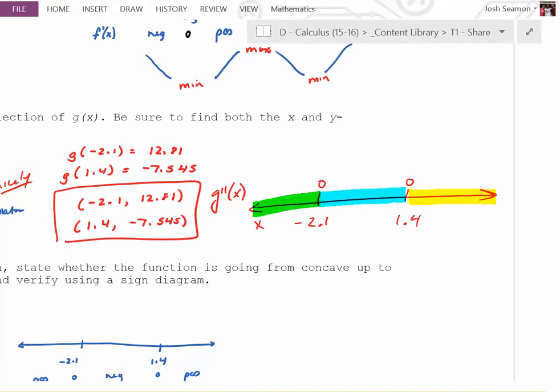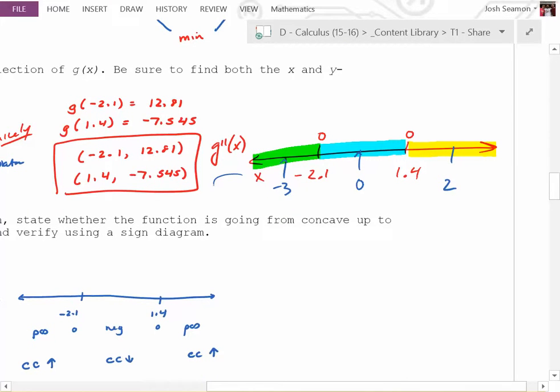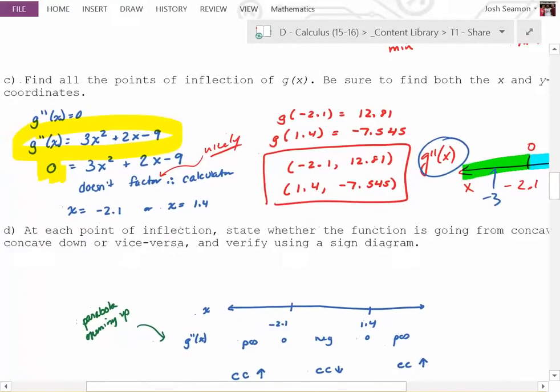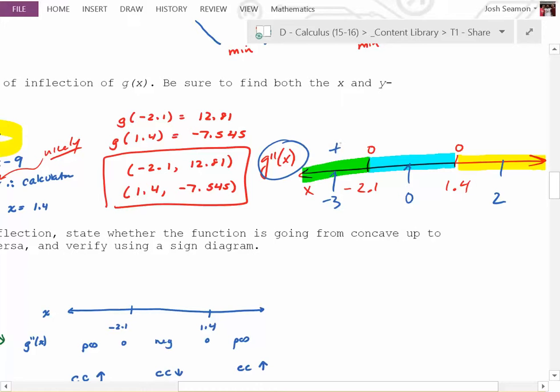So let's just talk about the 3 good numbers. What's between negative 2.1 and 1.4? 0. So test 0. What's to the right of 1.4? 2. And what's to the left here? Negative 3. So test those numbers and you plug them into which derivative? The second derivative. Exactly. So in this case, I'll just tell you it's going to be positive, negative, positive.